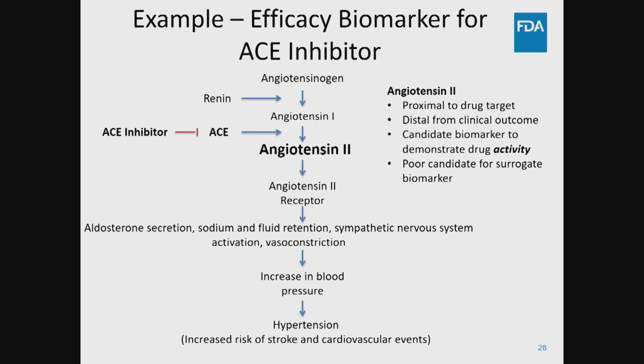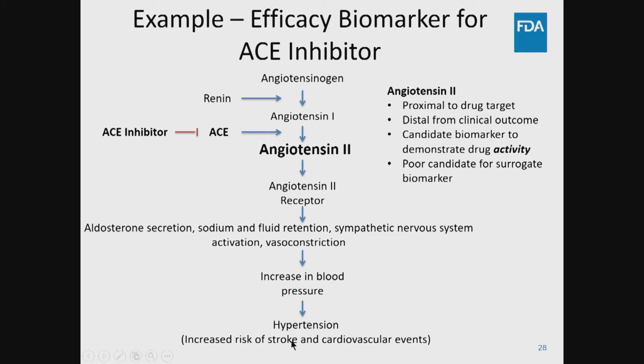And the reason for this is because it's very proximal to where our drug is having its action. It's actually the product of the enzyme that we're inhibiting. It can be very sensitive to inhibition of that enzyme. However, because it's so far from our outcome of hypertension, a lot of different things have to happen before the drug actually exerts that clinical effect.